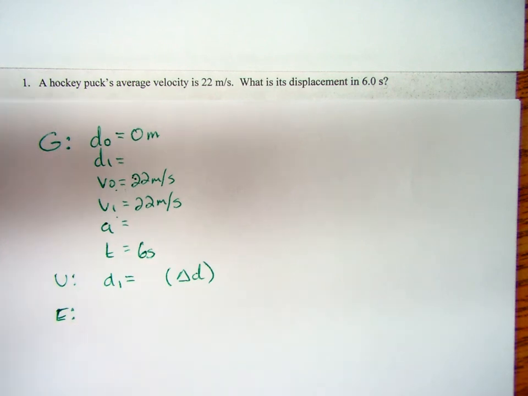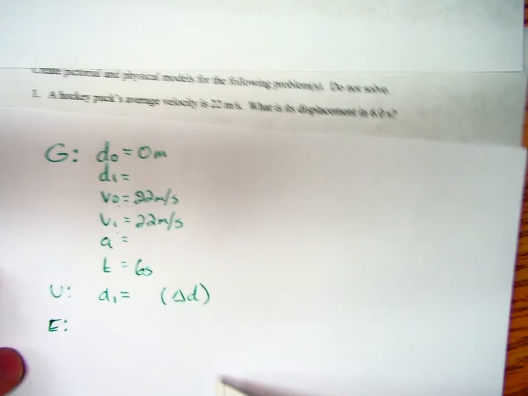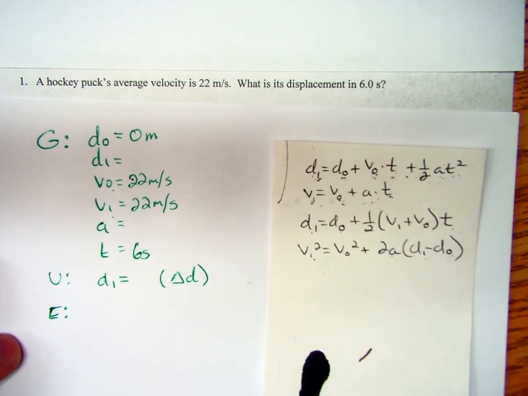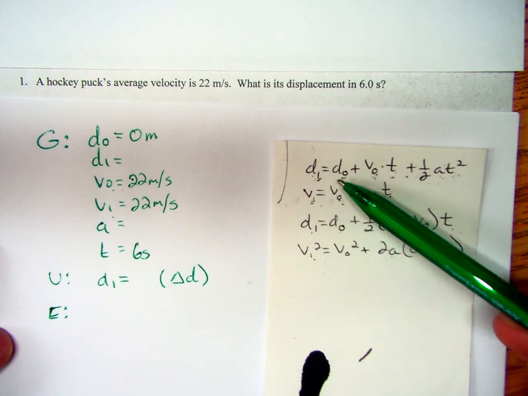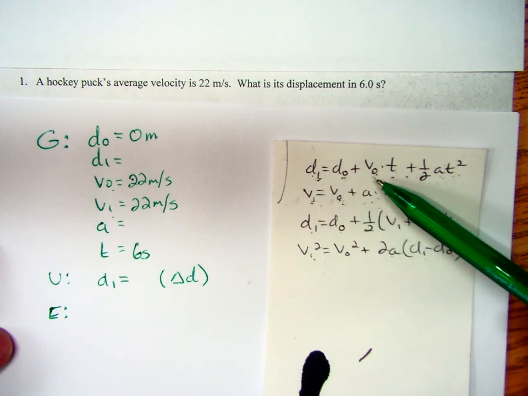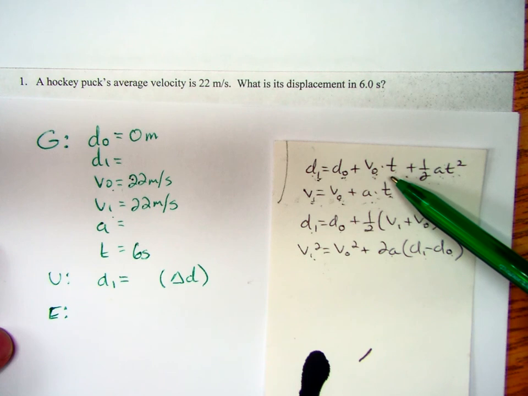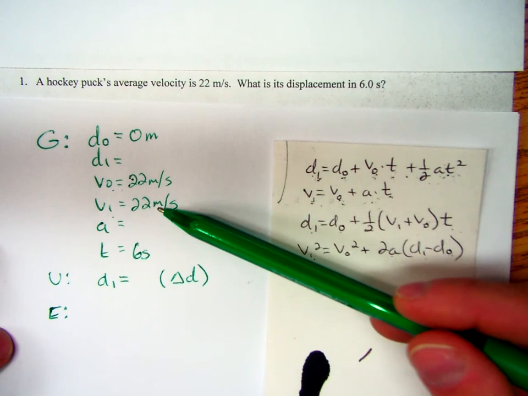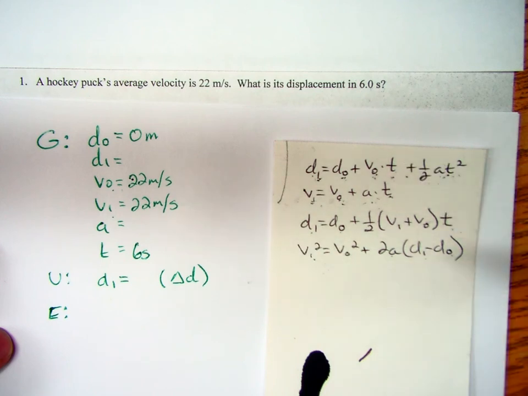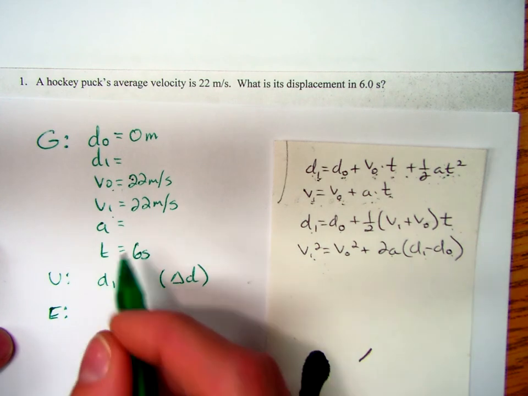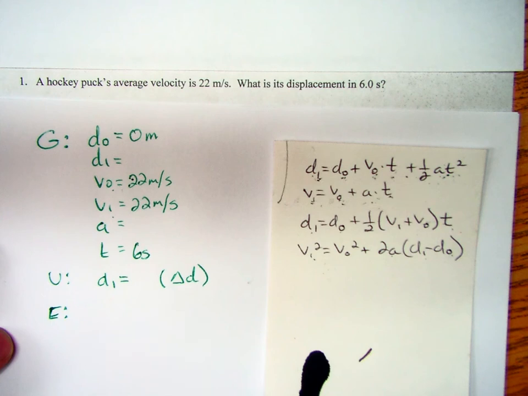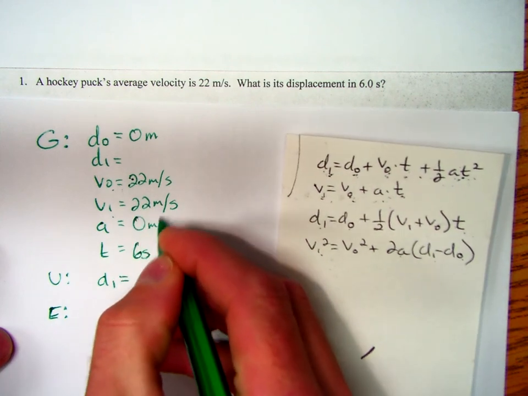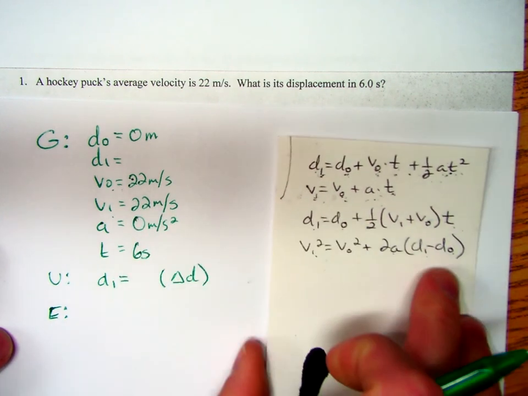So for our equation, we look through our 4 equations, and you see, okay, we need D1. Do we know D0? Yes. Do we know V0? Yes. Do we know T? Yes. Do we know A? Does the velocity change? No. If the velocity doesn't change, then the rate of change of velocity is 0. So the acceleration, based on our scheme here, is going to be 0 meters per second squared. Okay? So you could use the first equation.